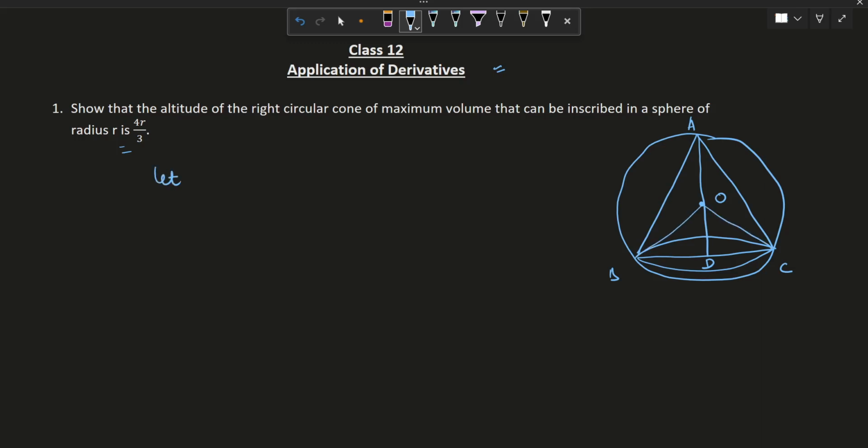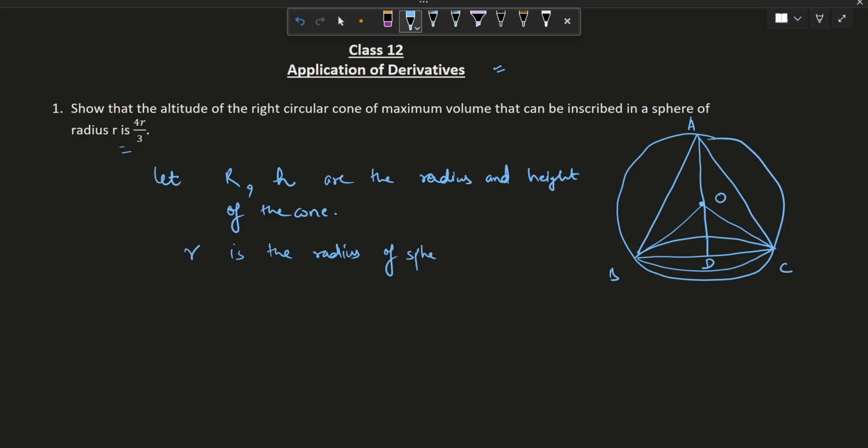So I'll say let capital R and small h are the radius and height of the cone. Small r is already given the sphere radius, so r is the radius of sphere. So I'm taking capital R for cone. So over here, this DC is capital R, this is small r, this is also small r, and this AD is how much? Capital H.